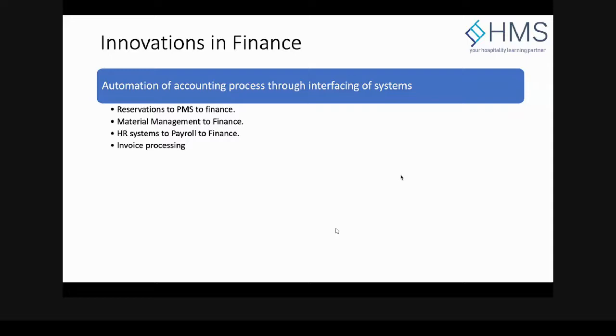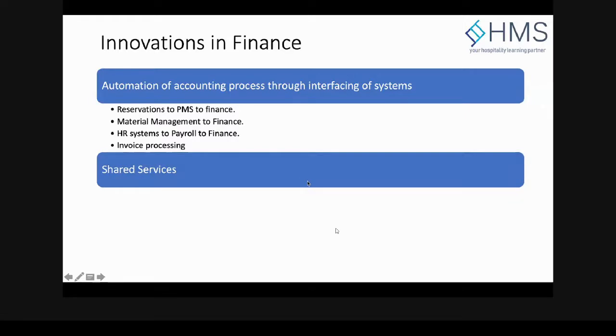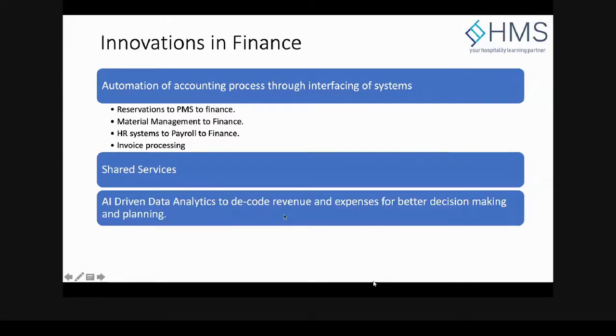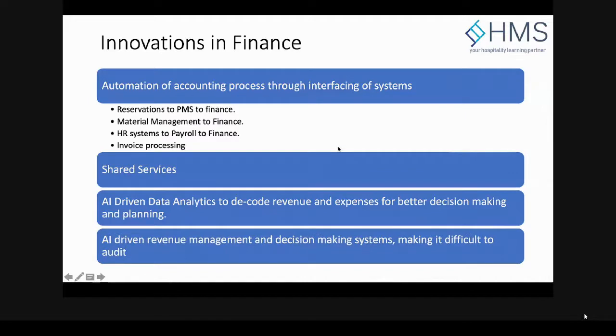Then the other big part of the hotel cost is HR, so you have payroll systems to finance systems, and the invoice processing. Then you have shared services. Shared services means that we are now focusing on centralizing the operations of the finance by hotels. Maybe we have a cluster of hotels, so we may be centralizing the finance function, procurement, engineering, and housekeeping functions, especially the management part, not the actual part.